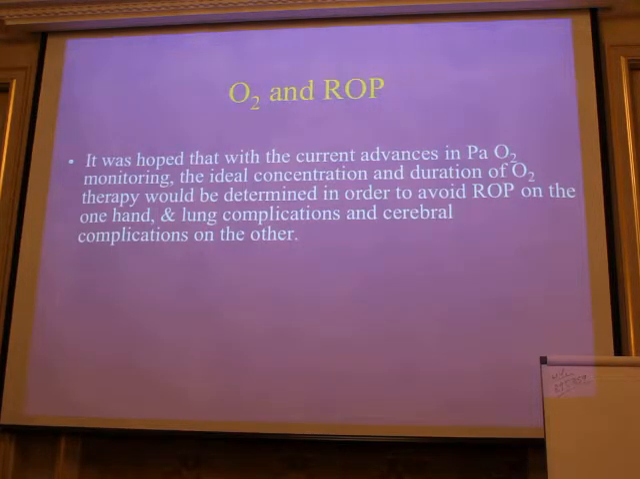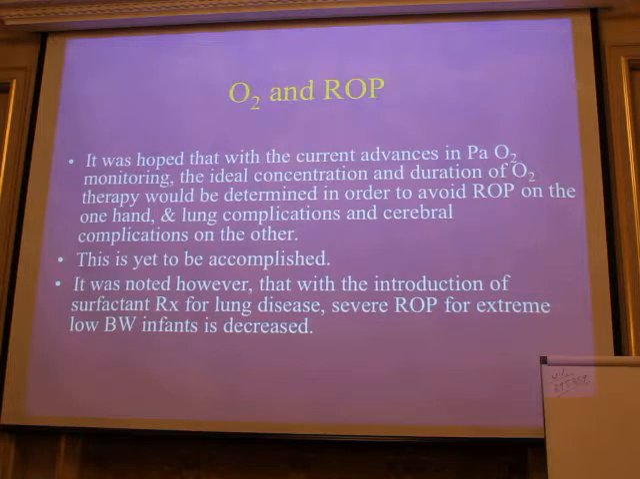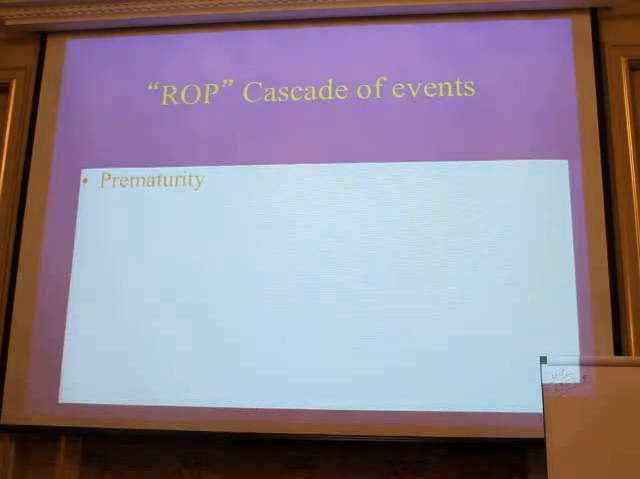Now, it was hoped that current advances in PaO2 would give us a happy medium or a formula or some kind of threshold, a magic number. Unfortunately, this is yet to be accomplished. However, the only help I think we got was the introduction of surfactant therapy. This is beneficial to us, especially in severe premature infants. I don't know about you guys, but I'm seeing less, let's say, ROP disease than before.